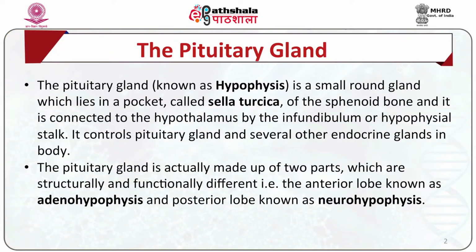The pituitary gland, also known as hypophysis, is a small round gland which lies in a pocket called the sella turcica of the sphenoid bone, and it is connected to hypothalamus by the infundibulum or hypophyseal stalk. It controls the secretion from pituitary gland and several other endocrine glands in the body.